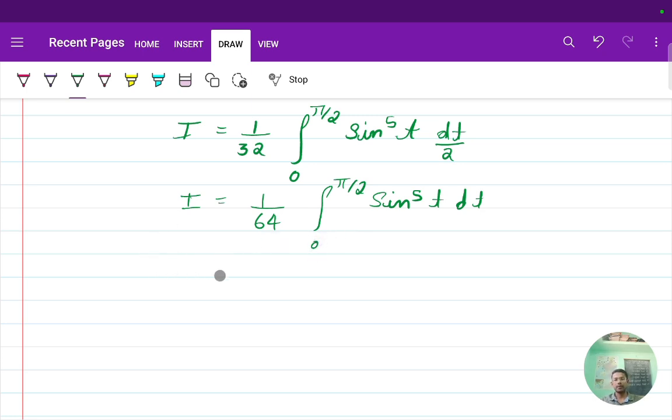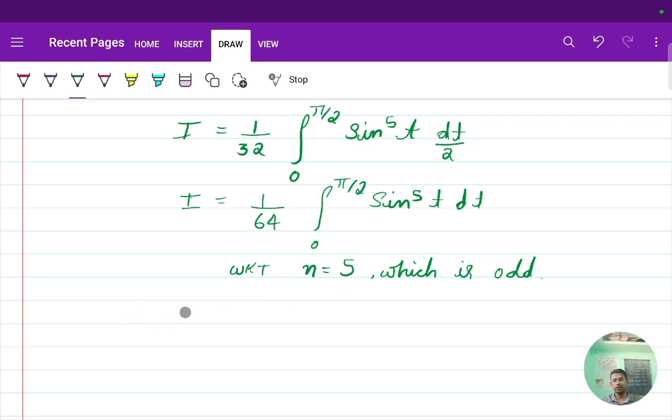So by considering this, we know that n is equal to 5, right? n is equal to 5, which is odd. 5 is an odd number. Then when n is an odd number, we have the formula particularly for that, right? From the integration over 0 to pi by 2 sine power nx dx reduction formula.